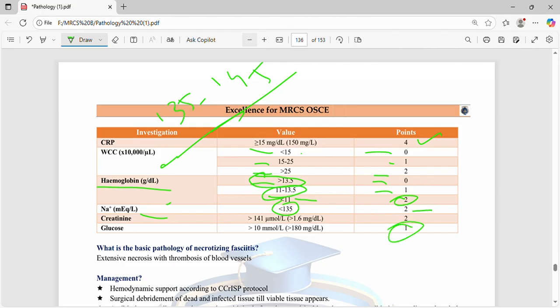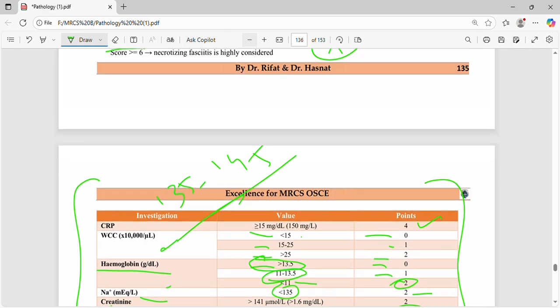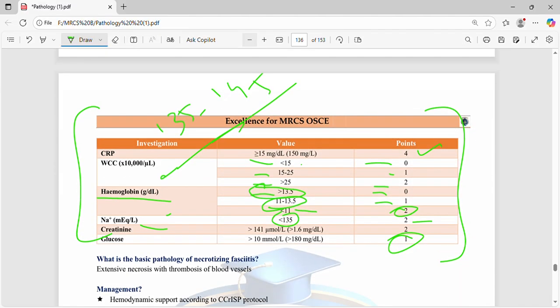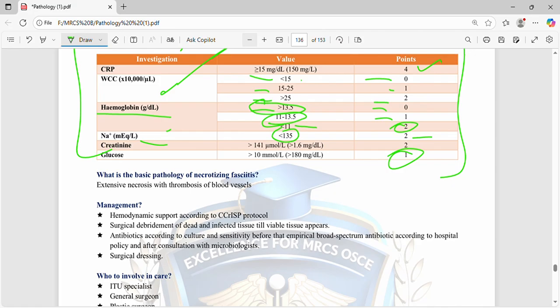So this is the Laboratory Risk Indicator for Necrotizing Fasciitis. I will also share the picture. What is the basic pathology of necrotizing fasciitis? Extensive necrosis with thrombosis of blood vessels. Management.